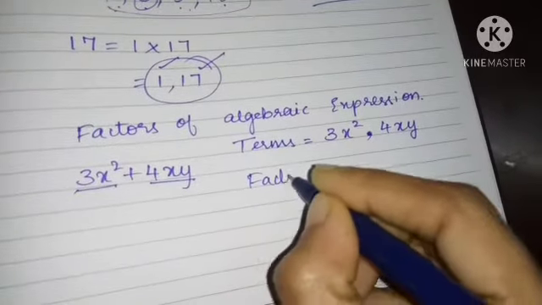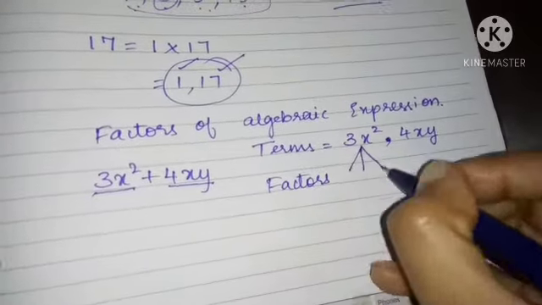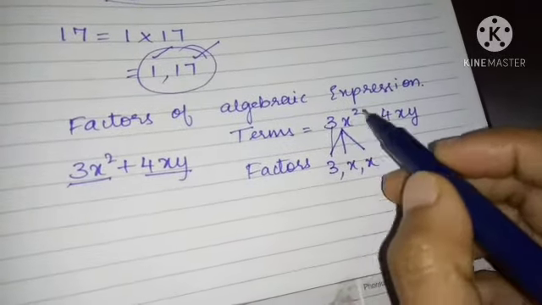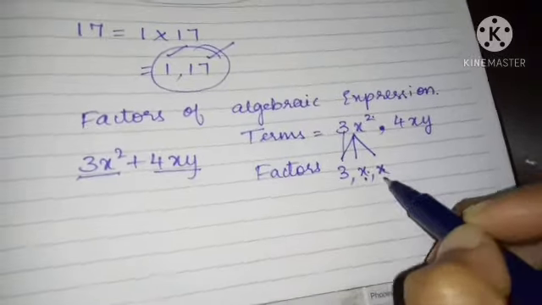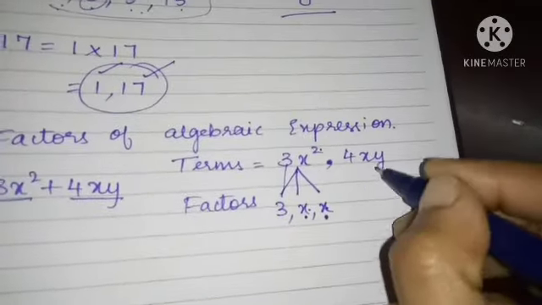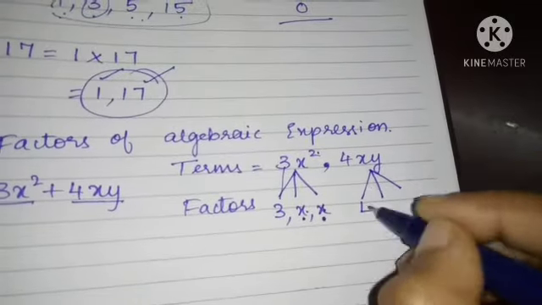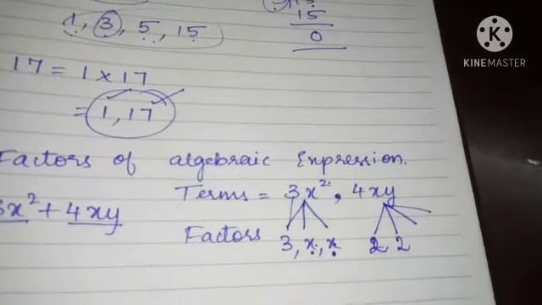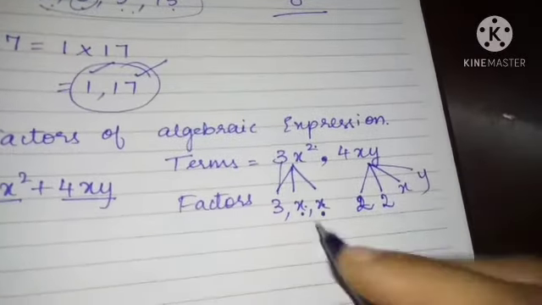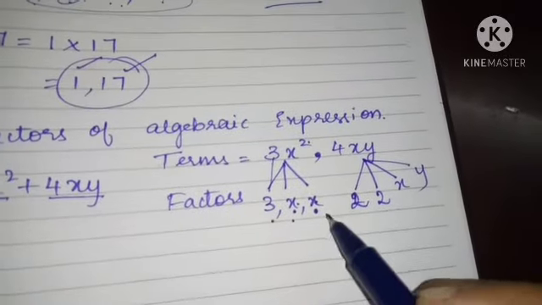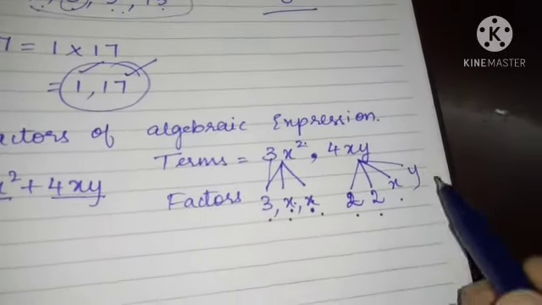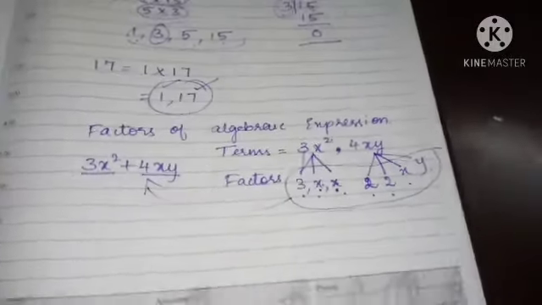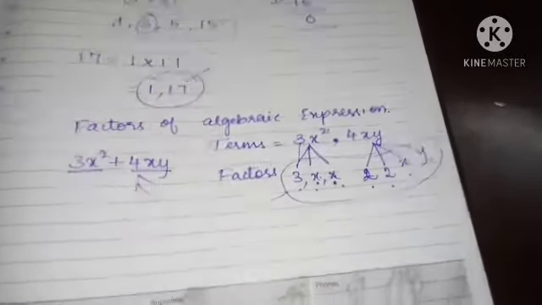Now we are going to discuss the factors. For the first term, the factors are 3, x, x. So 3, x square, x into x. So x is one factor, another x is another factor. Next, this 4, how will we write 4? 4 you can separate into 2 into 2, then x, y. So what are the factors? 3, x, x, 2, 2, x, y. So these are all the factors of this algebraic expression.